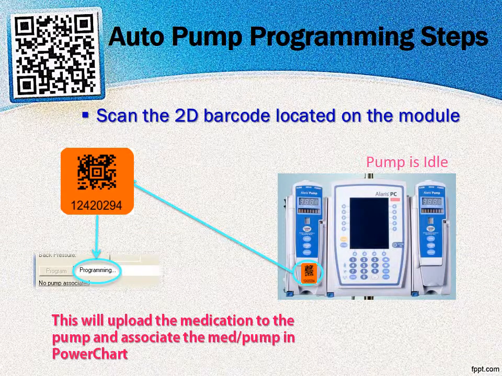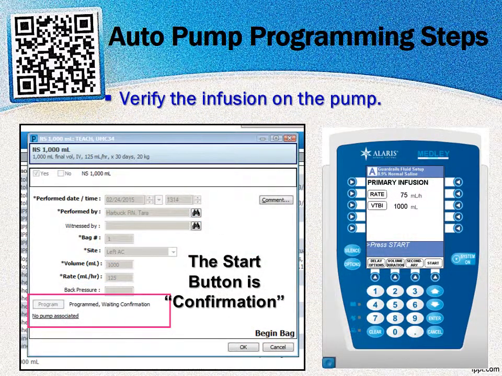Scan the 2D barcode located on the module. This will upload the medication to the pump and associate the med pump in PowerChart. Verify on the screen and on the pump that it programmed correctly. A benefit to auto pump programming is that it programs the pump within the appropriate guardrails and it programs directly from the order. Once you have scanned the pump, it will indicate that it's programmed waiting confirmation.